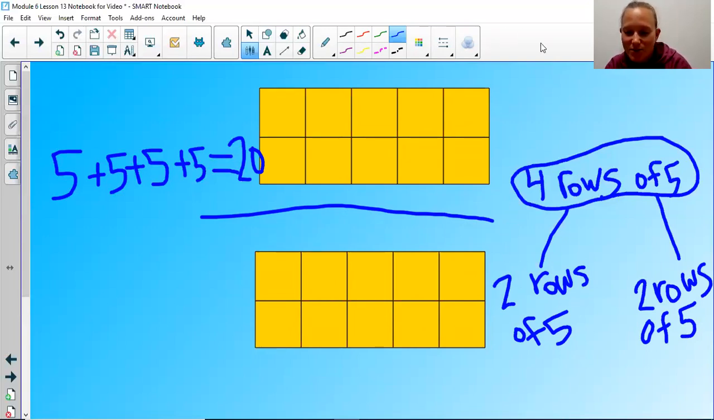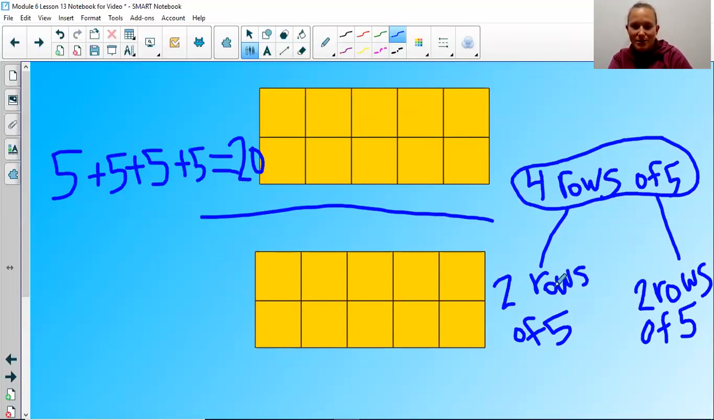All right. So we know that 5 plus 5 plus 5 plus 5 equals 20 represented our original square tiles. Now if we look at our number bond, we had 4 rows of 5 as the whole and 2 rows of 5 and 2 rows of 5 as each part because we broke our square tiles into equal parts.